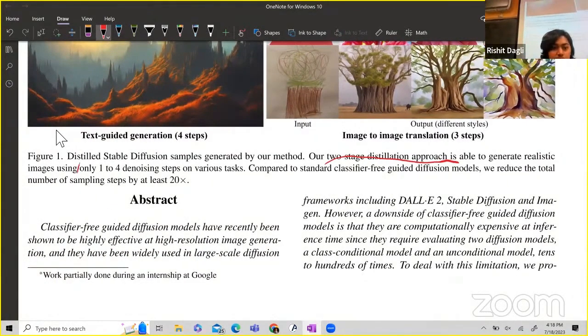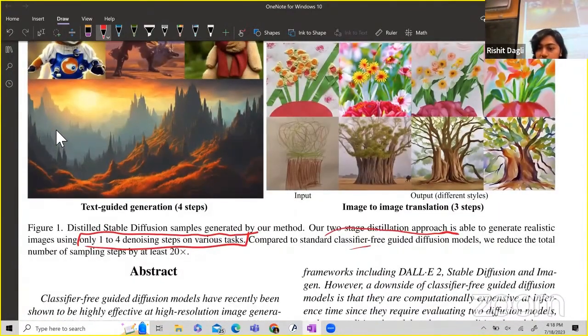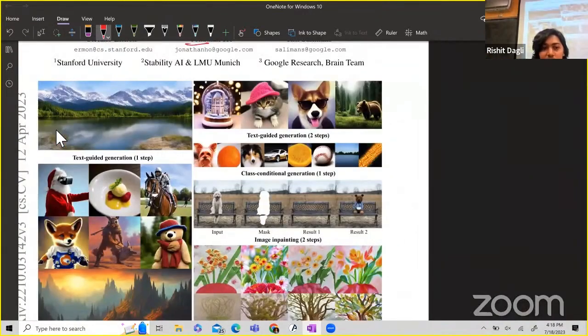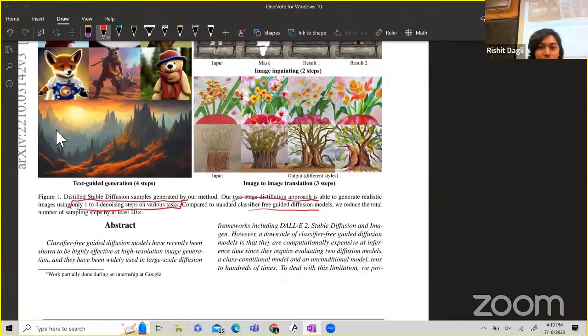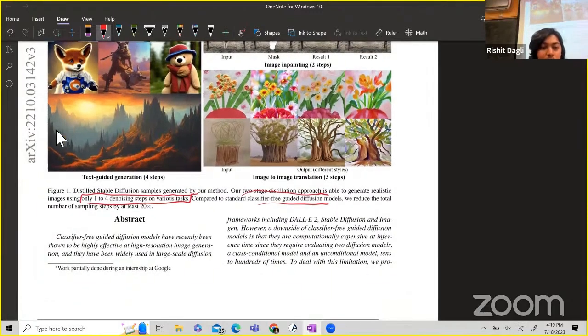I guess this could be the main contribution, which they say is only 1 to 4 denoising steps on various tasks. If we see the images, and these are compared to standard classifier free diffusion guidance, we reduce the total number of sampling steps by 20x. Okay, so these images actually look pretty good to me. It seems like something out of classifier free diffusion guidance, but they do this with just 1 to 4 denoising steps, which is really interesting because normal diffusion models take, stable diffusion was 500 and something denoising steps, and other models are getting larger and larger. So I guess that's a nice thing, to reduce the number of denoising steps. Probably also reduces the complexity.